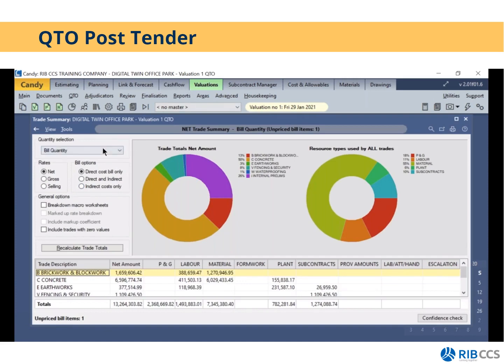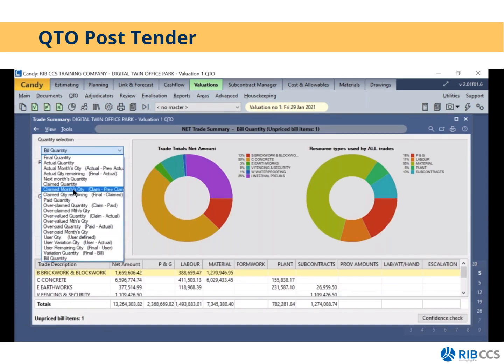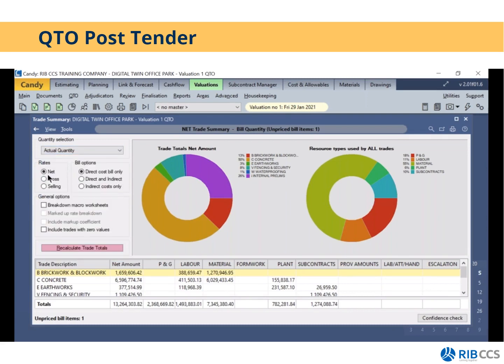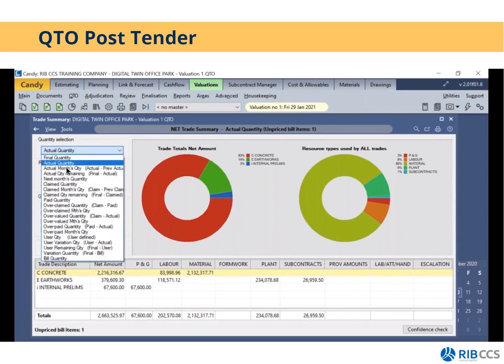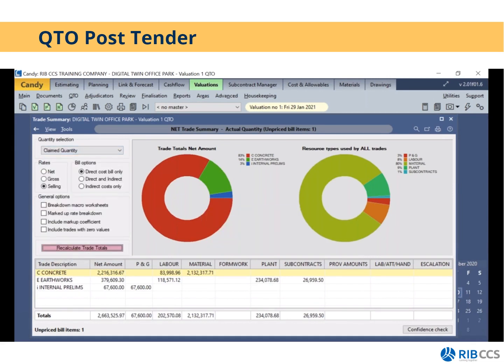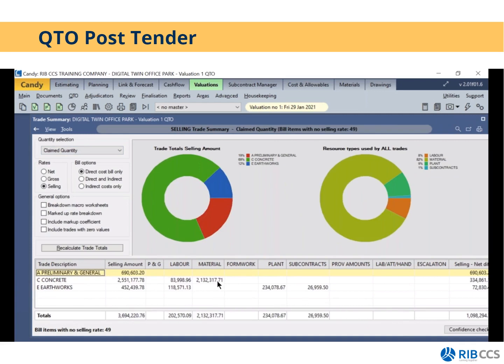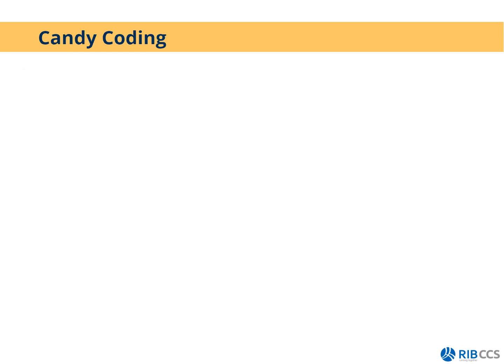And you'll notice in valuation compared to estimating, you can base your trade totals on a lot more items. So for example, I can do a trade totals display on my actual quantity based on my net rates. Click on calculate. I will then see my items over there. Or I can base it on my selling rates using my claimed quantity, calculate there. Then I'll see how much I'm claiming to the client. I can also see that in the pie chart diagram at the top, and I can also view the percentage values over there, which is very nice. That is then the end of my valuation section.